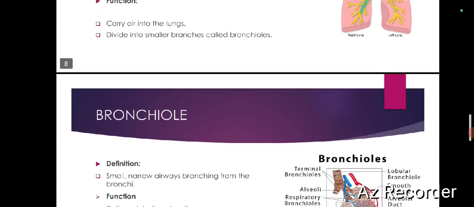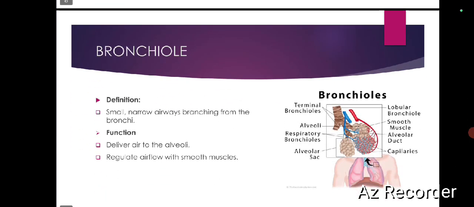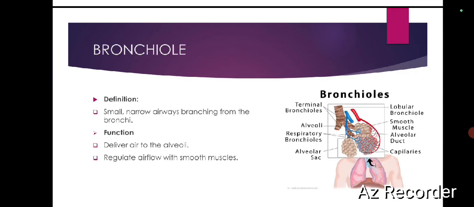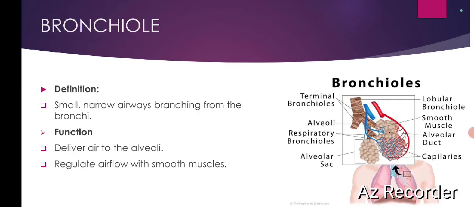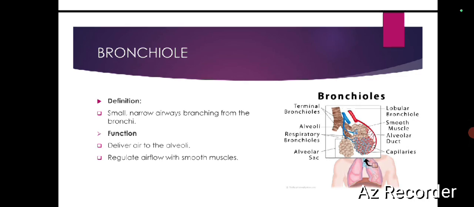The next one, bronchiole. The bronchus is divided to form bronchioles. So the bronchus is again divided to form bronchioles. Bronchioles are small, narrow airways branching from the bronchi. Function of the bronchioles: deliver air to the alveoli and regulate airflow with the smooth muscles. Smooth muscles are present in the bronchi.